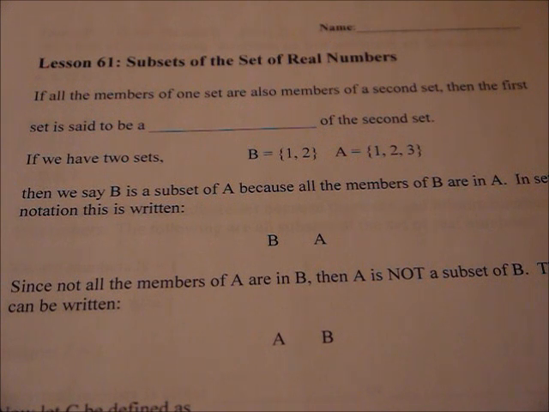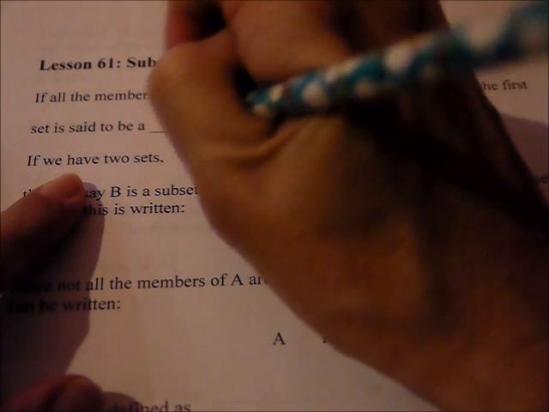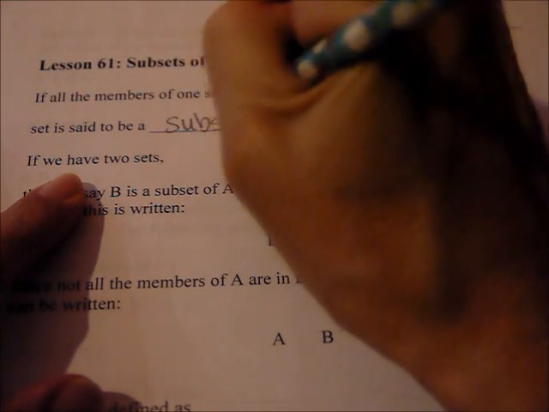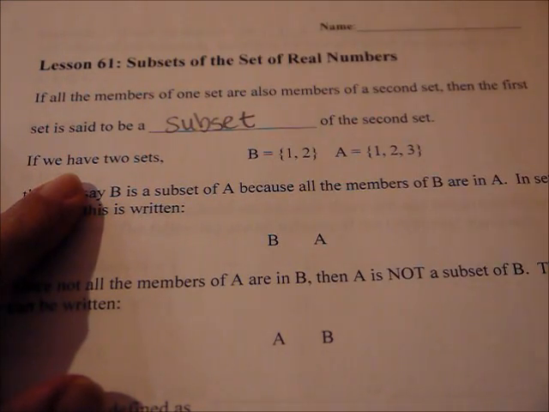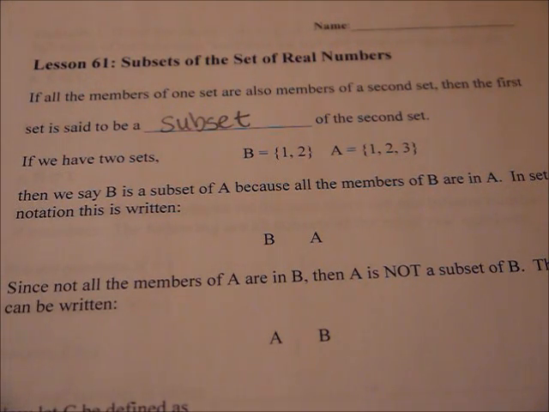filling in the blank here. If all the members of one set are also members of a second set, then the first set is said to be a subset of the second set. Okay, what does that mean? That might just be totally confusing to you, so let me show you.